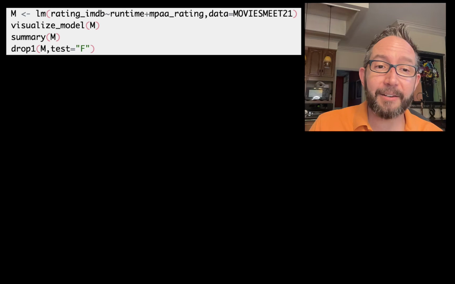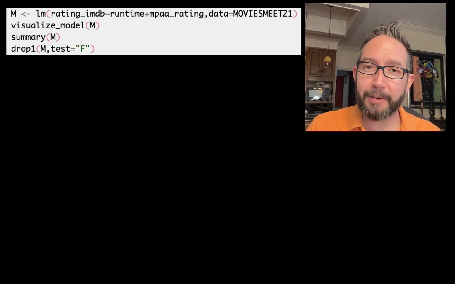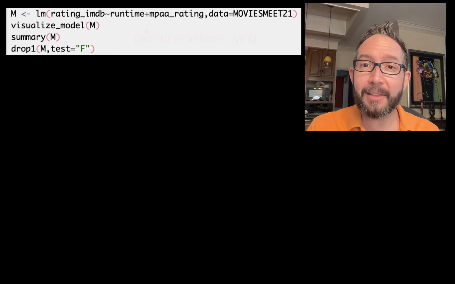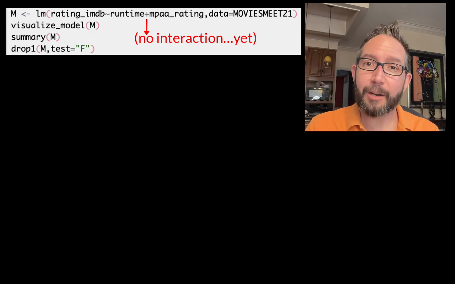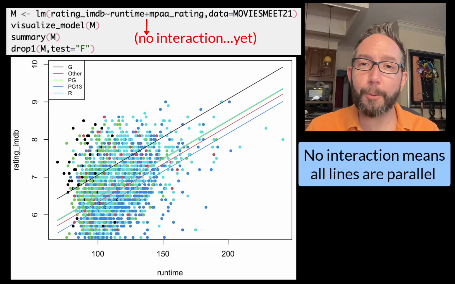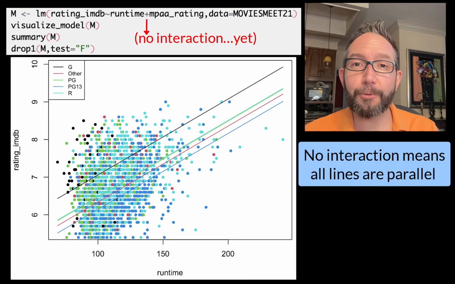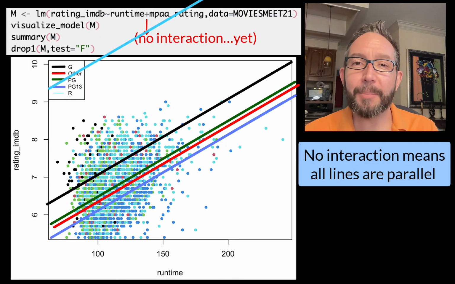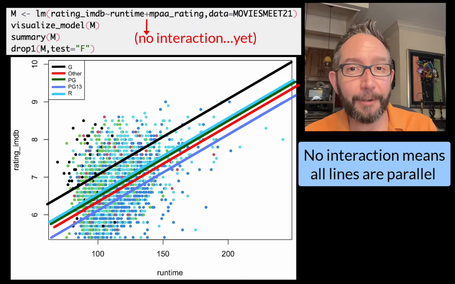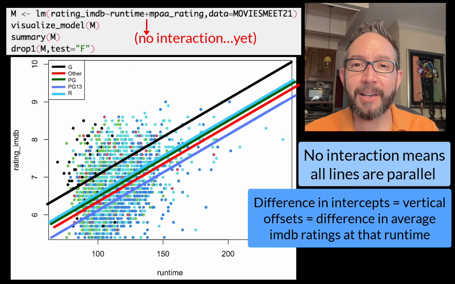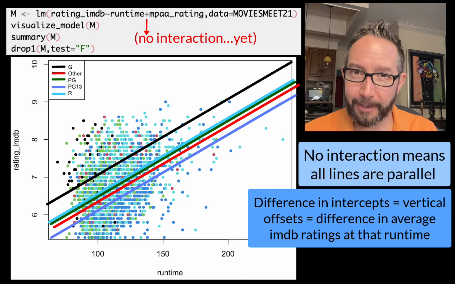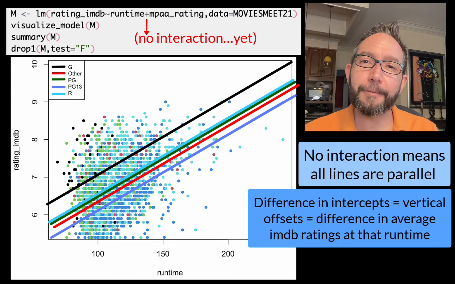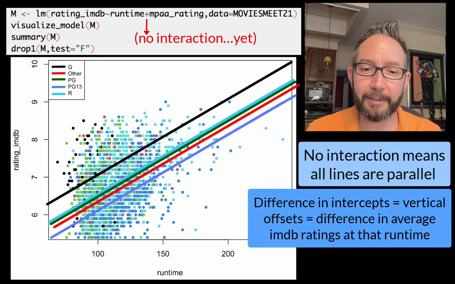So let's go ahead and fit that model, predicting the IMDb rating from the movie's runtime and the MPAA rating. And when we visualize it, if we haven't incorporated an interaction, we know that those regression lines, one for each level, are going to be parallel to one another. Same slopes, but different intercepts. And the difference in intercepts between those lines is going to be a comment on how the average IMDb rating differs from one MPAA rating to the other.